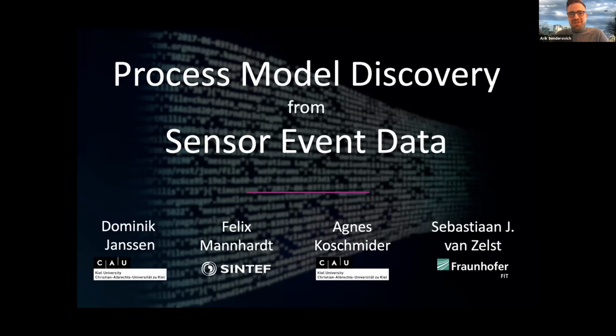I'm from the University of Toronto, and it's my honor and pleasure to chair this third session of EDBA. This session is about event abstraction, trying to fill the gap or mitigate the mismatch between the granularity of events that we see in logs and the desired level of activities and process models. Our first paper is going to be presented by Dominic Janssen on process model discovery from sensor event data, a topic I'm very curious about. Dominic, the stage is yours.